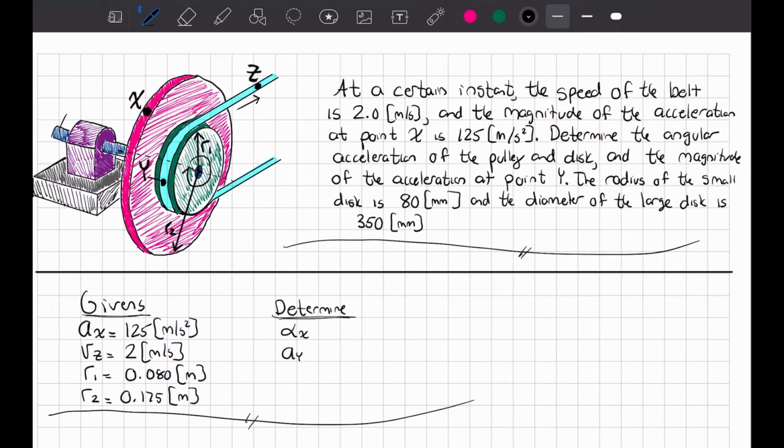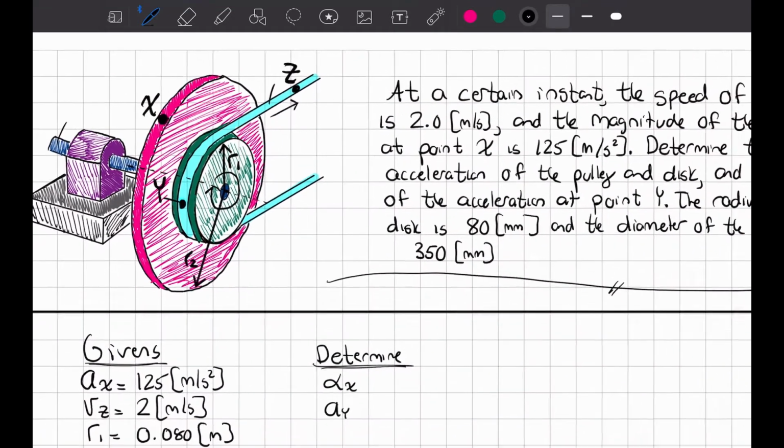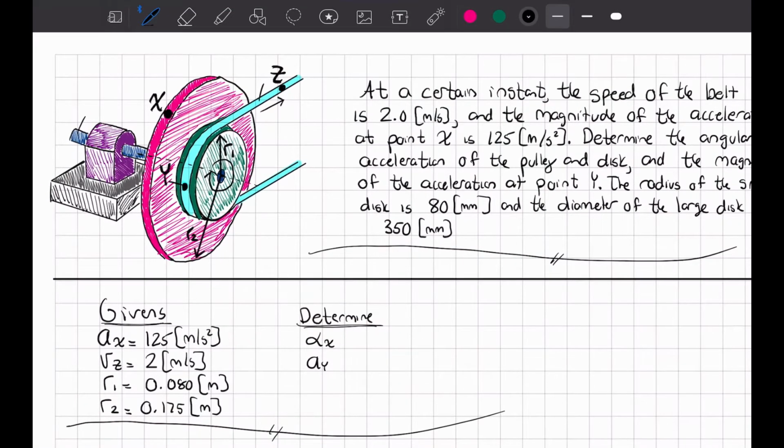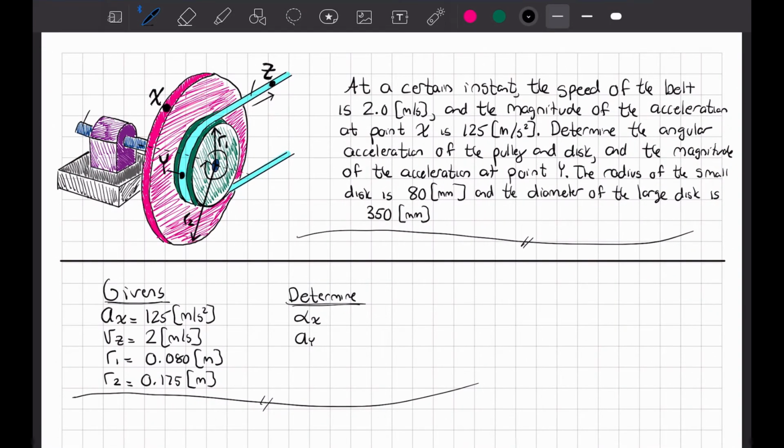At a certain time t, the speed of the belt, which is here in this blue color, is 2.0 meters per second, and the magnitude of the acceleration at point x, which is on the pink disk, is 125 meters per second squared. We are asked to determine the angular acceleration of the pulley and disk system, as well as the magnitude of the acceleration at point y. And then we are given some geometrical data, which I have listed here in the givens.